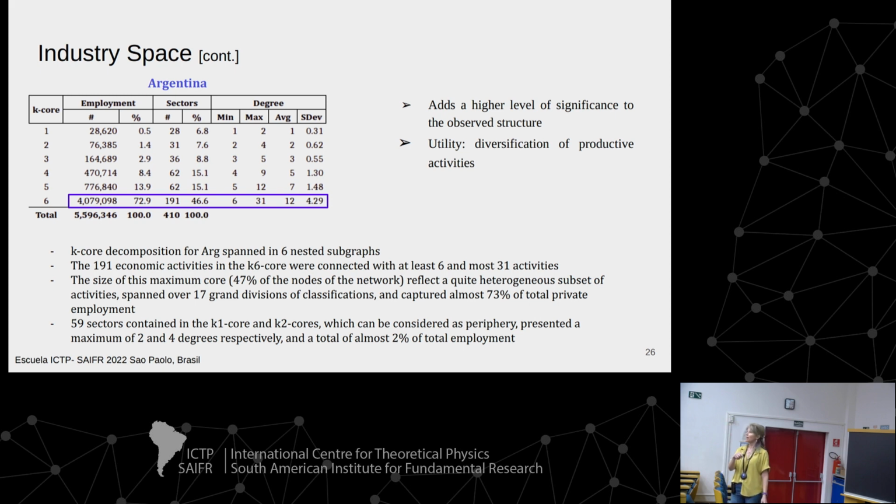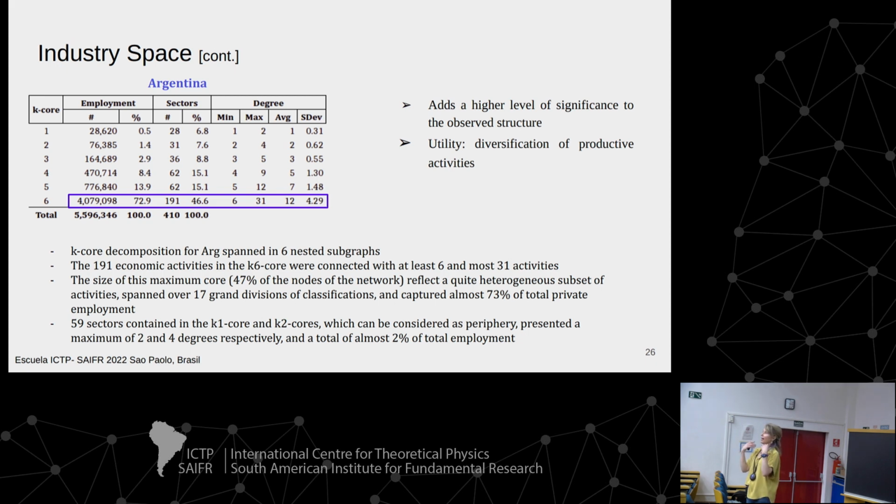If I want details, I have them, but I didn't bring them, I can look at them later. Who are they? Then I see who is in the periphery. In the periphery, I have these 2 cores, 1 and 2, which together have only 59 sectors. These are clearly a periphery, and in total between them, they only have 2% of total employment. So this is a very interesting way of analyzing. So I could build an industry space.